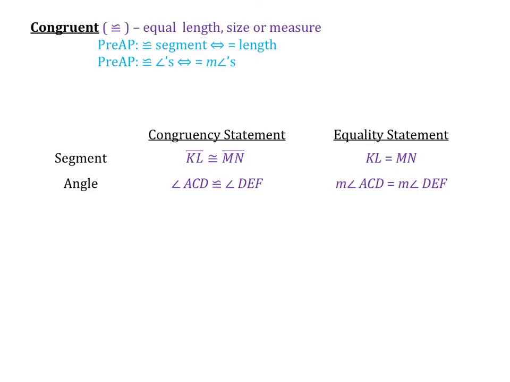So overall, the difference between when you use the congruent symbol versus when you use the equality symbol is if you're talking about the object. So like with a segment, that means the bar is the object, versus a measurement. So without the bar, that's a length, and with the little m, that means measurement of the angle. So if you're talking about an object, congruent, measurement, equal sign.